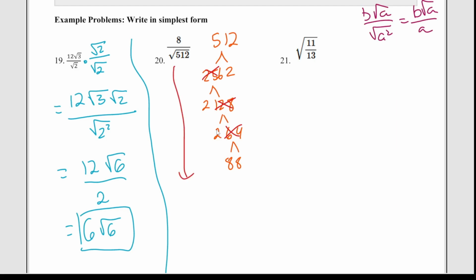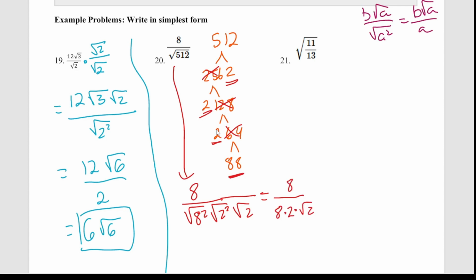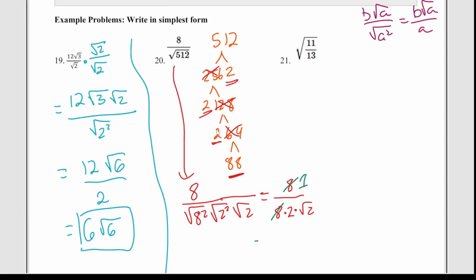So I'm going to rewrite this as 8 over the square root of 8 squared, that covers the two 8s, times the square root of 2 squared, which covers those two 2s, and then the square root of 2, that final 2. Square root of 8 squared is going to just become 8. Square root of 2 squared becomes 2. Square root of 2 stays as is. And we've got the 8 here. And then when I do 8 divided by 8, that's just going to leave me with 1. So I have 1 over 2 root 2.